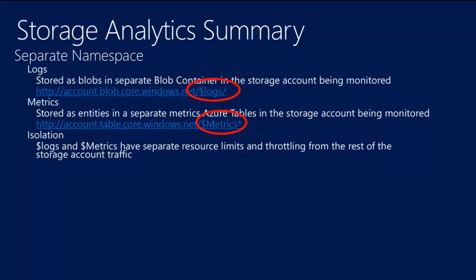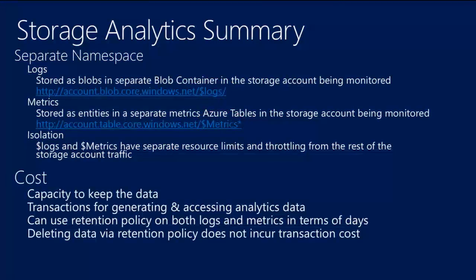They're in separate namespaces in the $logs and $metrics. So the metrics is a table, the logs is a blob container. Something to note is some client tools, when they see the $, think that's some sort of reserved container, and they don't visualize it. So in some cases, you may need to use the client API to download these, but if you don't see it right away in some sort of client visualization tool, that may be why.